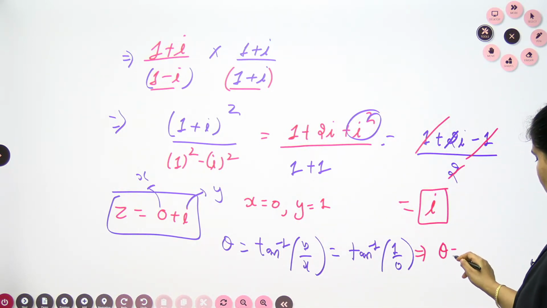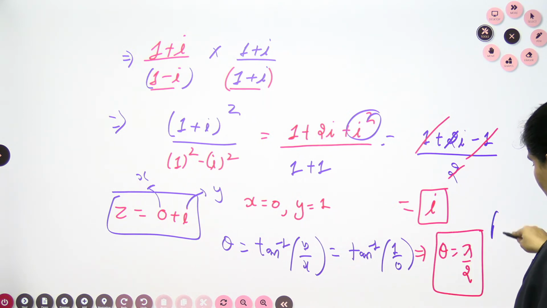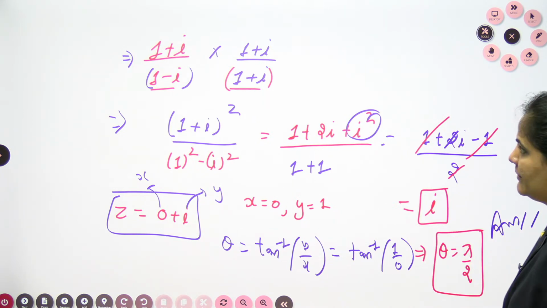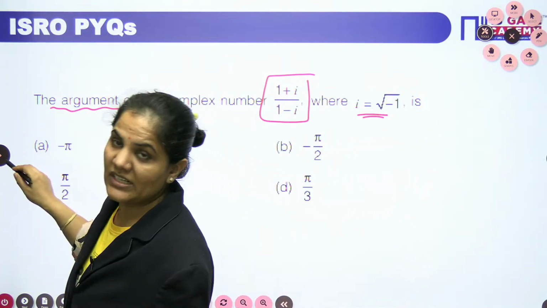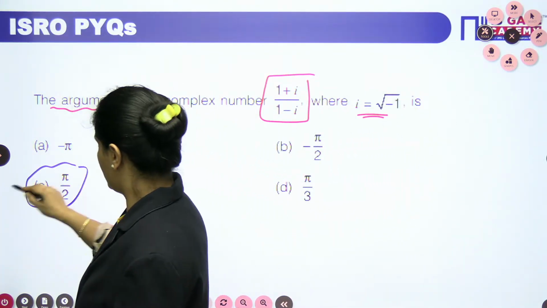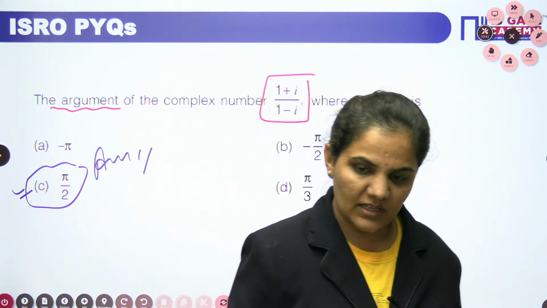So we can write down here, from here my conclusion, that theta or my argument or the angle will be pi by 2. We are having options. Yes, this is positive pi by 2. So we can write down the final answer as option C.